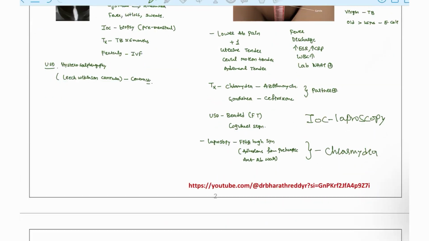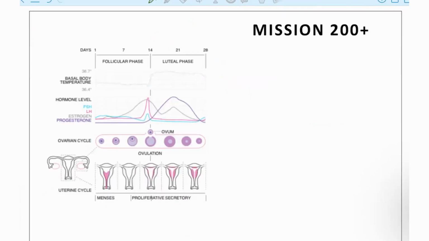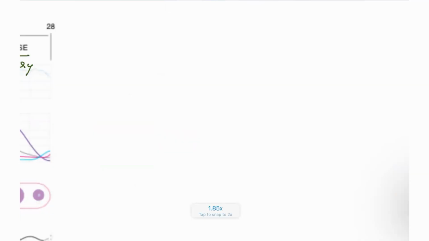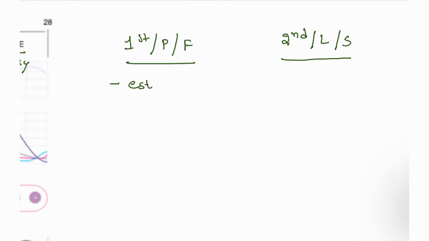Right, next we are going to discuss the menstrual cycle. Here you can see the menstrual cycle is divided into two parts. One is the follicular phase, and the other is the luteal phase. The follicular phase is also known as the proliferative phase, and the luteal phase is also known as the secretory phase. Let's see the differences between these two phases. The first phase is the proliferative or follicular phase. The second phase is the luteal or secretory phase. The first is dependent on estrogen, and the second is dependent on progesterone.